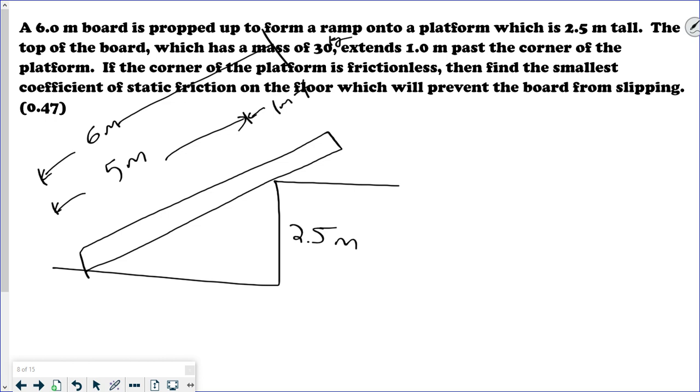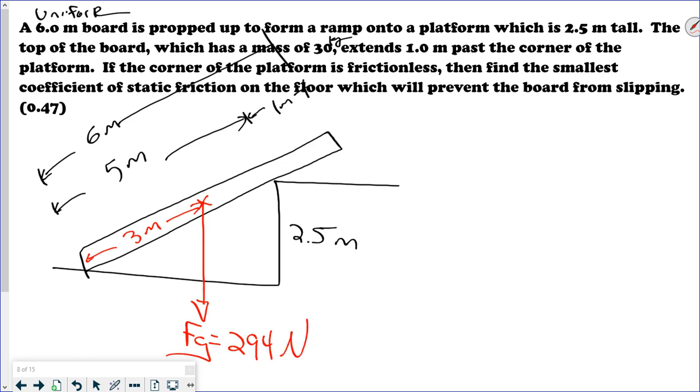Now, let's see. It doesn't explicitly say it. I should have said a uniform 6-meter board is propped up, okay? So since it's 6 meters long, that means that our center of mass is going to be at the geometric center, which will be 3 meters up the ramp, okay? And we know that the mass is 30 kilograms, so I can go ahead and put in my force of gravity. 30 times 9.8 is 294 newtons.